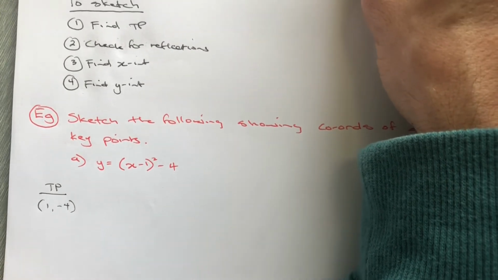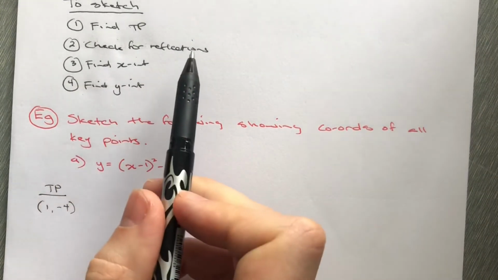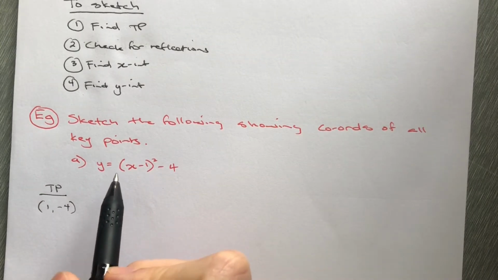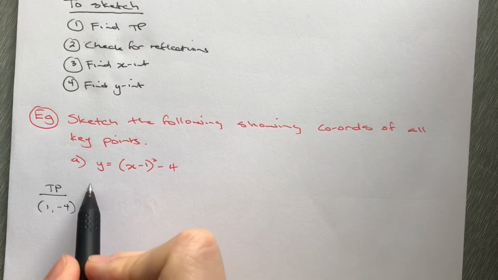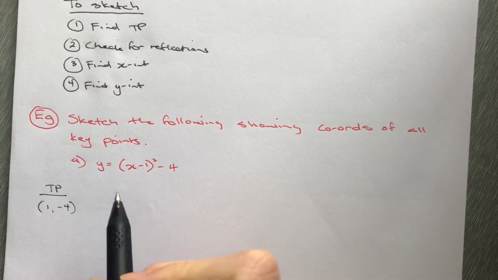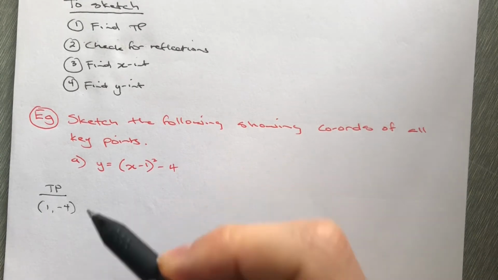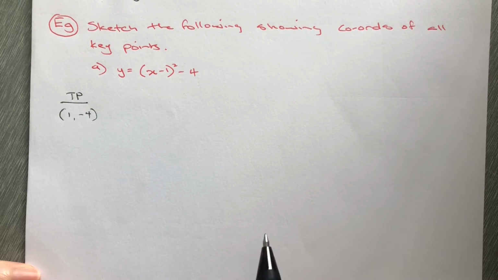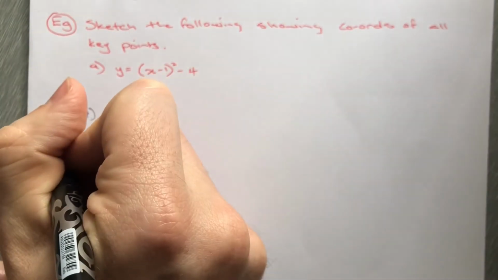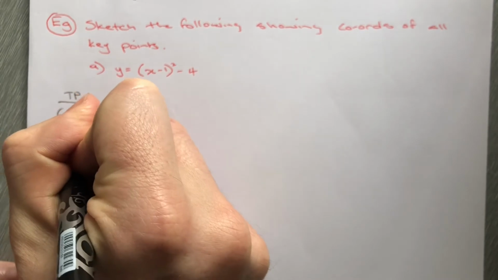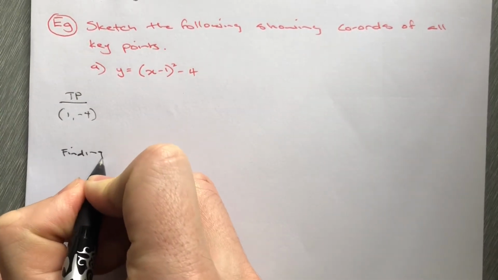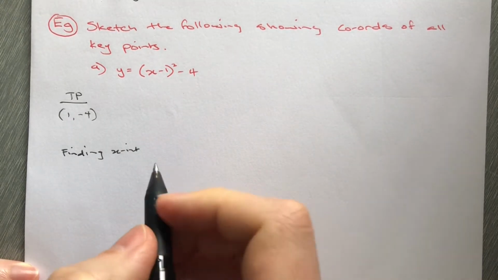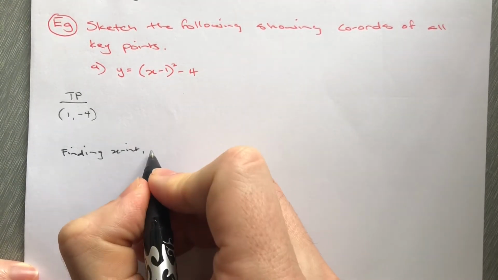The next thing we need to do is check for reflections. Now, if there was a negative out the front, that means it's going to flip it upside down. There's no negative, so the shape that we're going to have is going to be like that. It's going to be a smiley face rather than a sad face, like that. Okay, the next thing we need to do is find the x-intercept. Okay, so I'm finding the x-intercept. I'm labeling what I'm doing so you can see, but you don't necessarily have to do all this, but it might be helpful for you just when you're beginning.